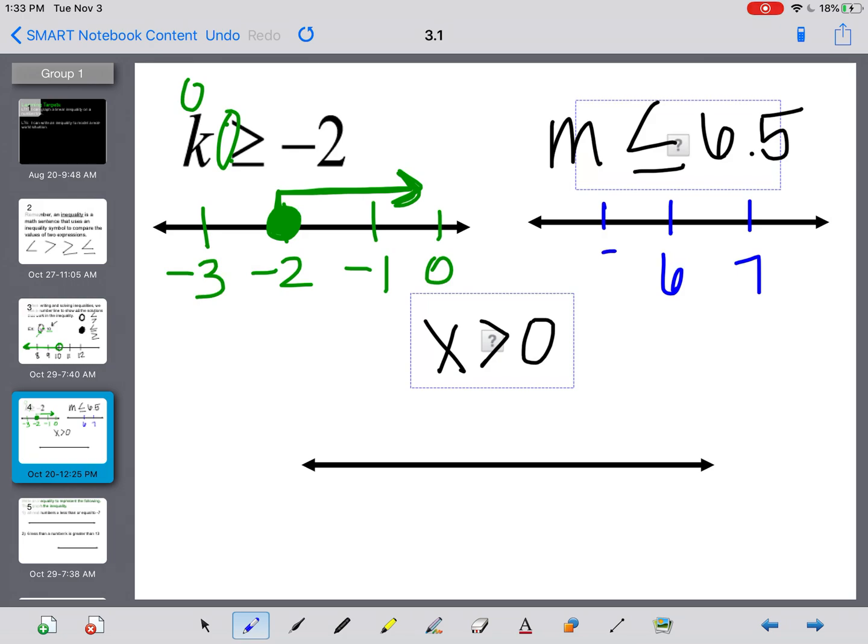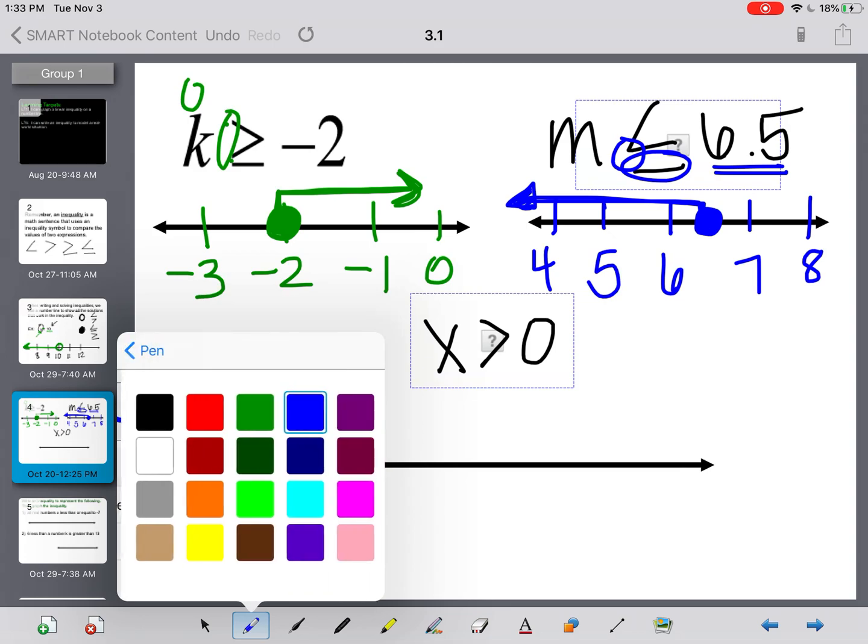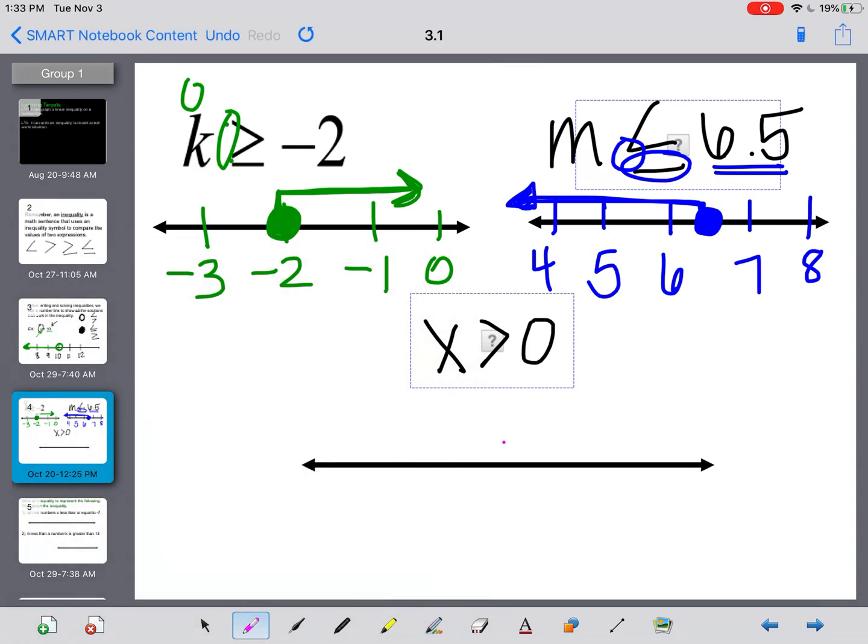m is less than or equal to 6.5. That means I'm going to go 6, 7, and 5, and maybe even a 4 and an 8 since they fit. Because I have an equal to bar right here, I'm going to have a closed circle at 6.5. And then because my m is on the smaller or less than side, I'm going to shade everything that is less than 6.5.